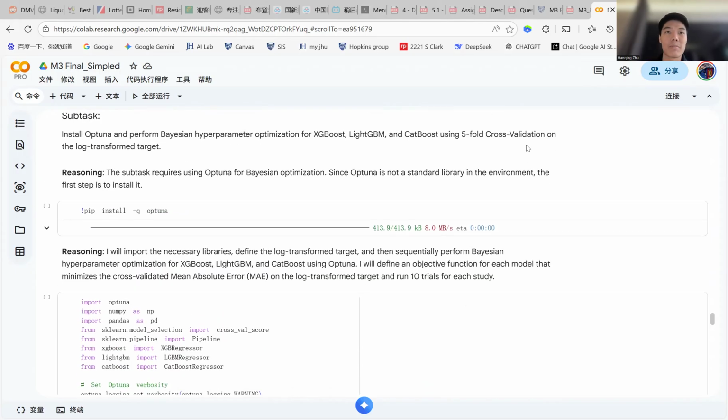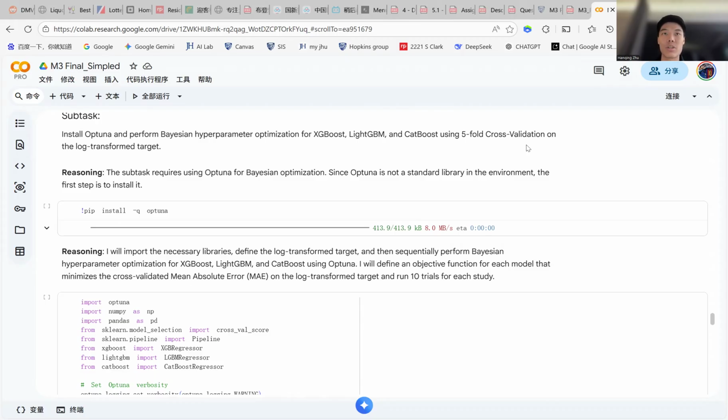And the second one is Bayesian hyperparameter optimization. Manual tuning or simple grid search was not enough. So I employed Optuna, a Bayesian optimization framework. Unlike random guessing, Optuna learns from previous trials to find the best parameters. I ran an extended optimization session with 30 trials for each of my top models.